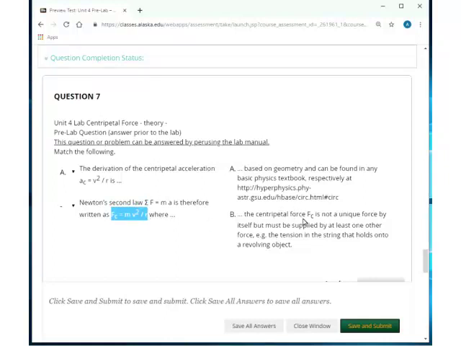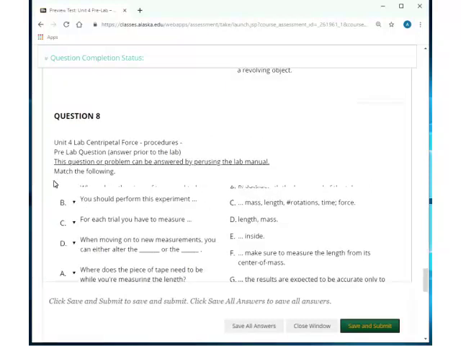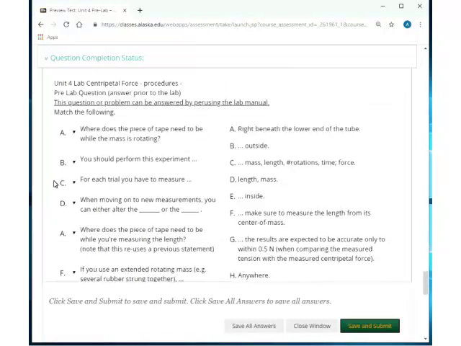Whereas centripetal force itself is not a unique force, but it must be something else, like a support force or friction, or in this case, it's a tension along the string. These here, for at least some part, will be the correct order here. So still the same lab procedures.